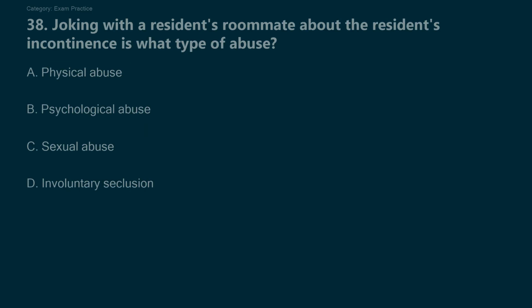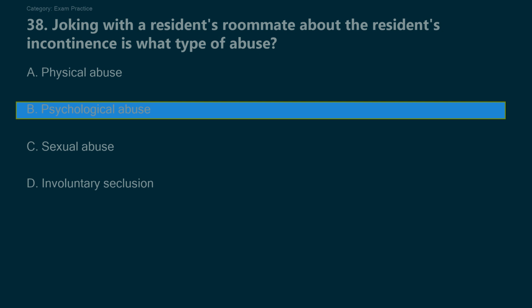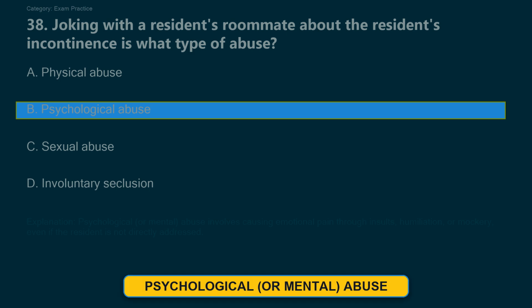Question 38. Joking with a resident's roommate about the resident's incontinence is what type of abuse? Option A, physical abuse. Option B, psychological abuse. Option C, sexual abuse. Option D, involuntary seclusion. The correct answer is option B, psychological abuse.